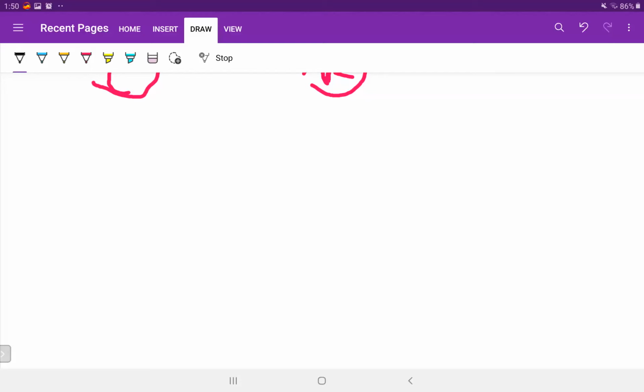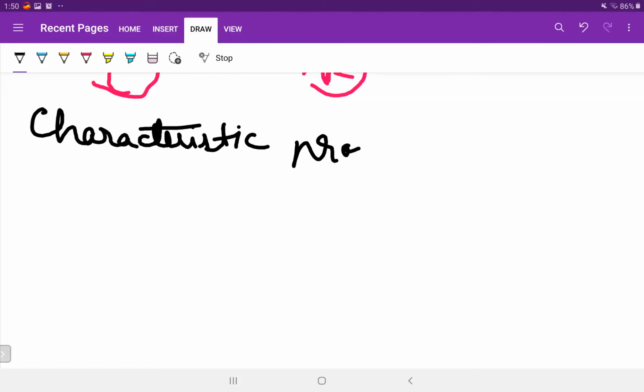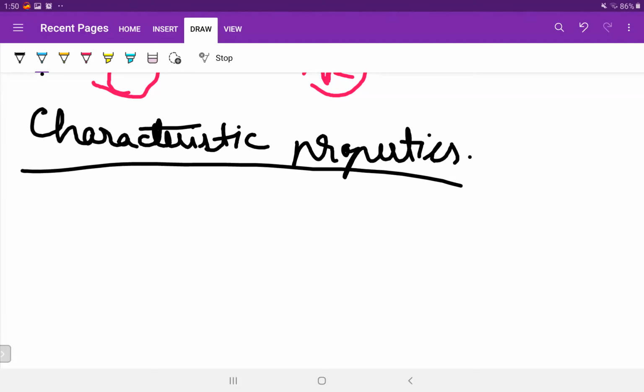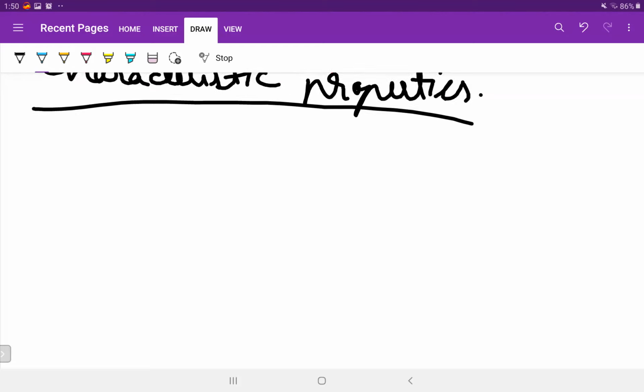So now we are going to discuss some characteristic properties of electrovalent compounds. These are very important, often asked in the examination. Here we discuss some categories. The first category is the state of existence, that is, how do they exist?